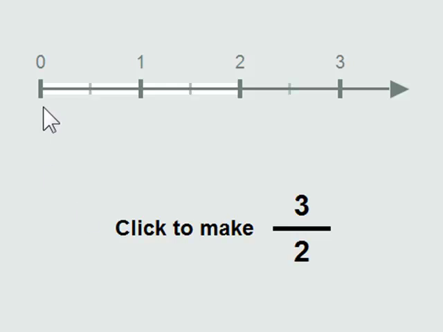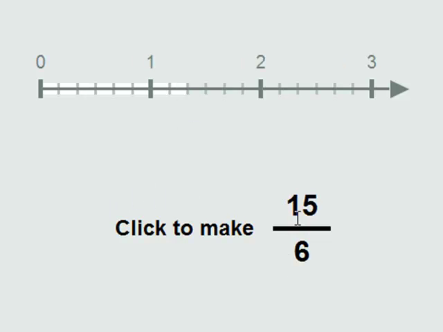3 halves. 1 half, 2 halves, 3 halves. 15/6. Well, 1, 2, 3, 4, 5, 6. Yeah, they're broken up into 6 parts. Well, 6 plus another 6 is 12, 13, 14, 15 out of 6. Notice that it is the same as 1, 2, and 2/6, or 2 and 1/3.